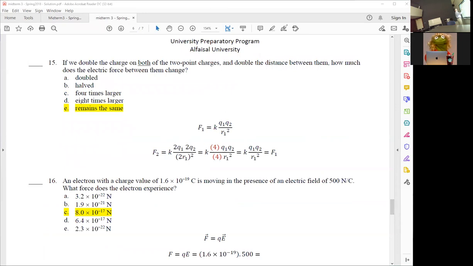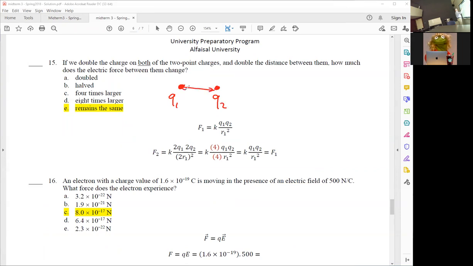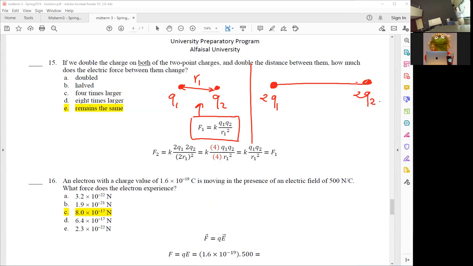with two charges, Q1, Q2, and the two charges are at a distance, let's call it R1. This will give me a force F1 between the two, which is K Q1 Q2 over R1 squared. Now, if I double both charges, which means I have 2 Q1 instead of Q1, and here I have 2 Q2, and here I have also double the distance, which means 2 R1.